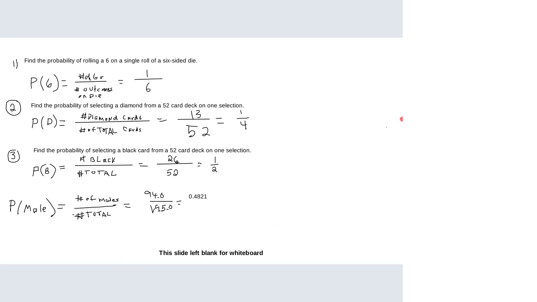So there was another one I wanted to do. The other one was: find the probability that one chosen at random is a male with a bachelor's degree. So this is, that one should have been 1.